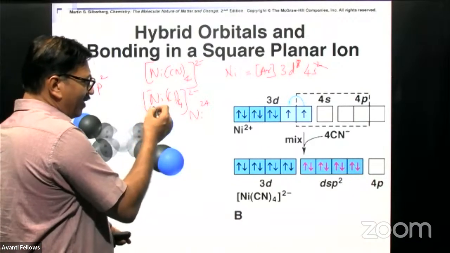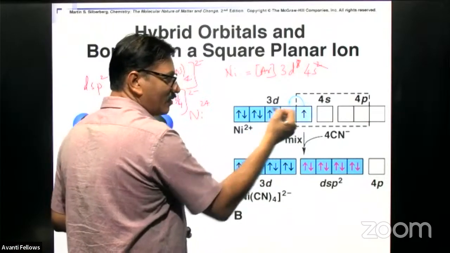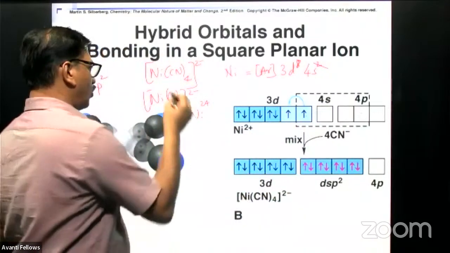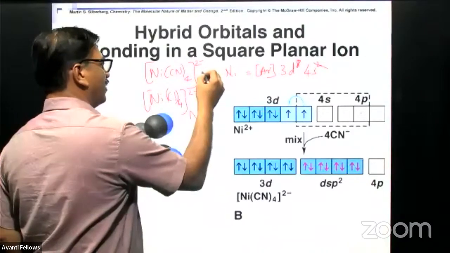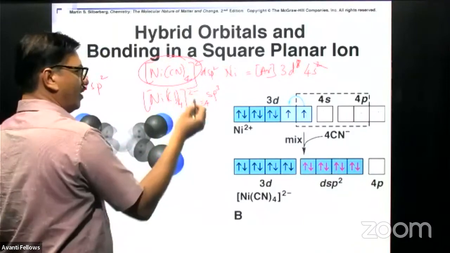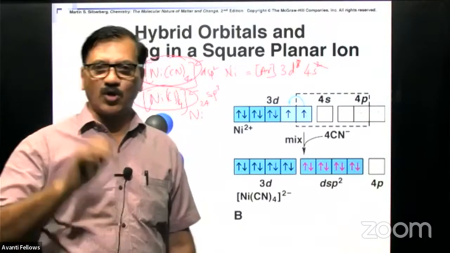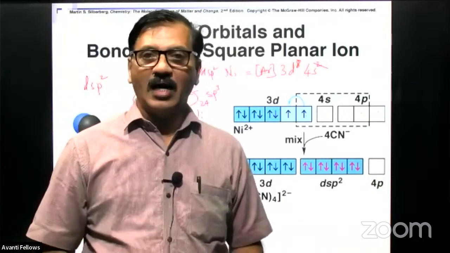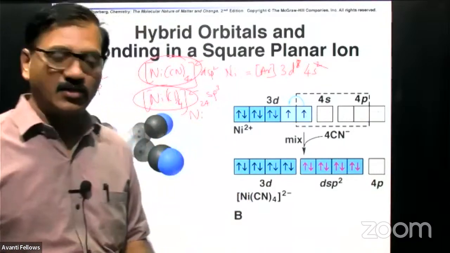So if it is NiCl4, this pairing up doesn't take place. Therefore, the hybridization is sp3. So NiCl4 is sp3, whereas Ni(CN)4 is dsp2. This one is a square planar complex, and this one is a tetrahedral complex. So this theory is more authentically telling about the geometry, because of the available orbitals and based on the nature of ligands, right?